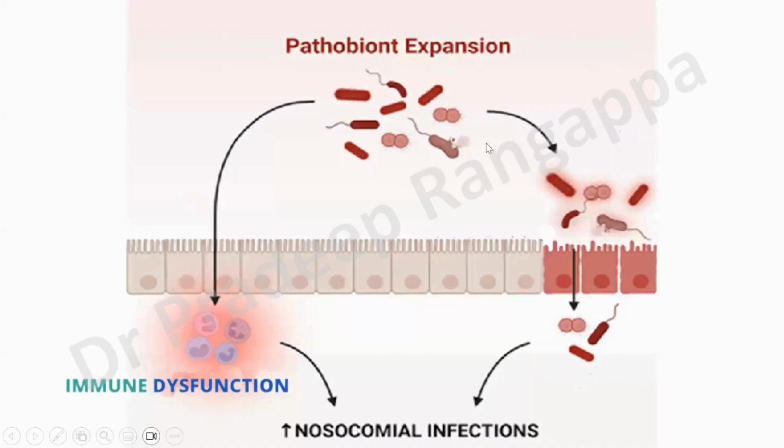Because there is pathobiont expansion, as I already indicated previously, there is translocation, there is inflammation, and immune dysfunction leading to an increase in nosocomial infection. So simplistically, this is how we need to understand normal gut flora. When it gets disrupted, there is overgrowth of unwanted sinister bacteria, which we call pathobionts, and they get translocated, leading to a smoldering inflammatory process in the gut epithelium, leading to immune dysfunction and bacteremia, and so on and so forth.